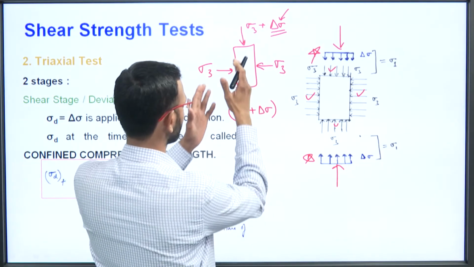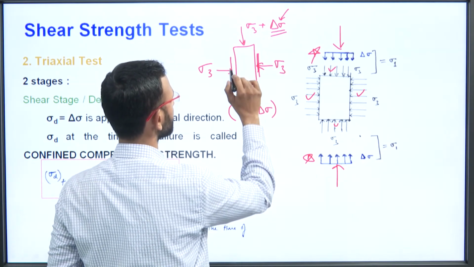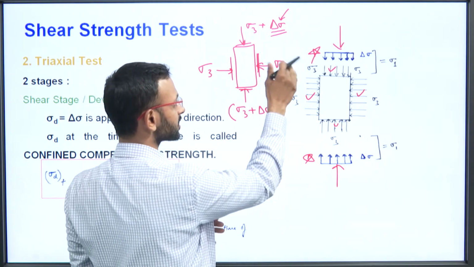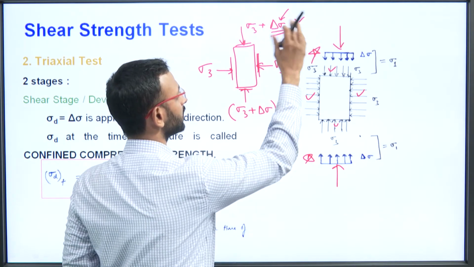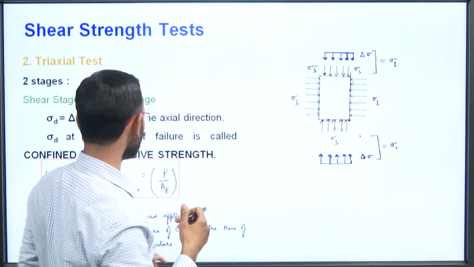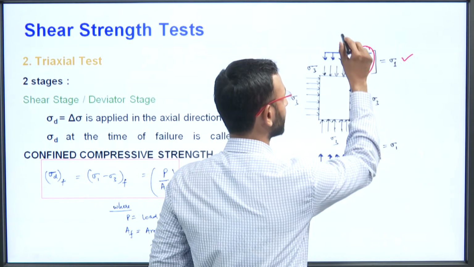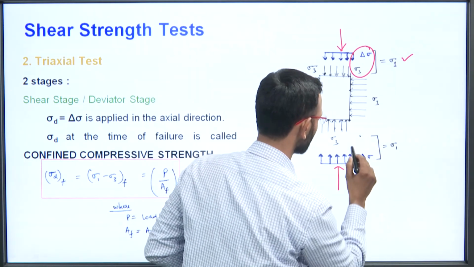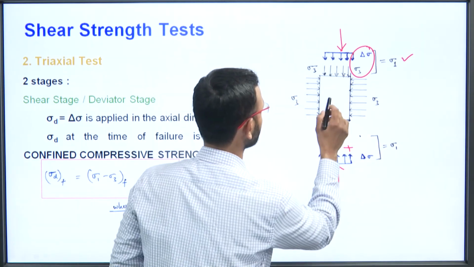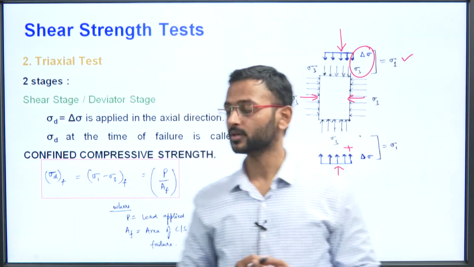Now, see, no shear stress is acting on this plane, and no shear stress is acting on this plane either. That is why we say that whatever stresses are acting on this plane and this plane, these are the major and minor principal stresses. Understand here that when added, it is called sigma 1, which is acting in the vertical direction. So sigma 3 plus delta sigma in the vertical direction is sigma 1, and in the horizontal direction only sigma 3 is acting. So that is the value of sigma 3 there.